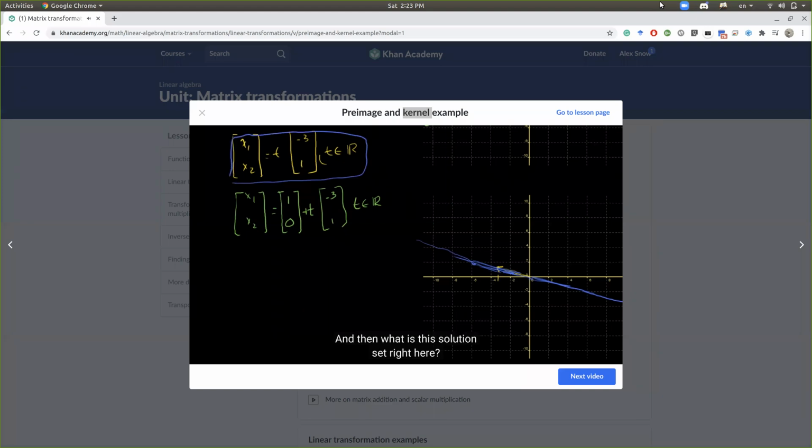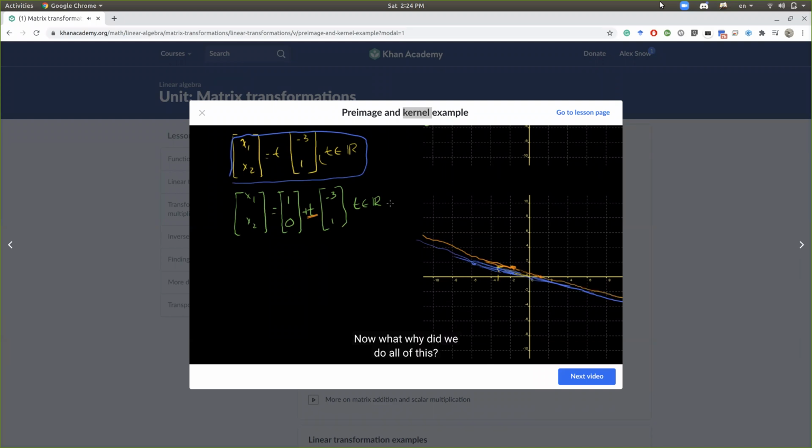And then what is this solution set right here? It's the vector 1, 0. So we go out 1 and 0, so that's there, plus scalar multiples of minus 3, 1. So if we just add 1 scalar multiple of minus 3, 1, we'll end up right there. But we want to put all the scalar multiples of it because we have this t right here. So we're going to end up with another line with the same slope essentially, that's just shifted a little bit. It shifted 1 to the right.